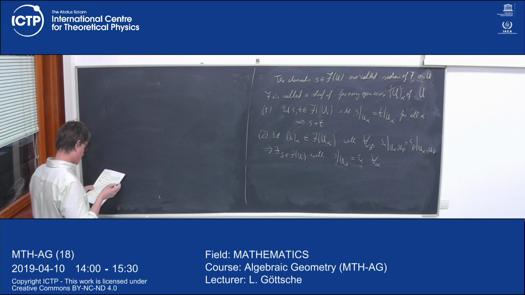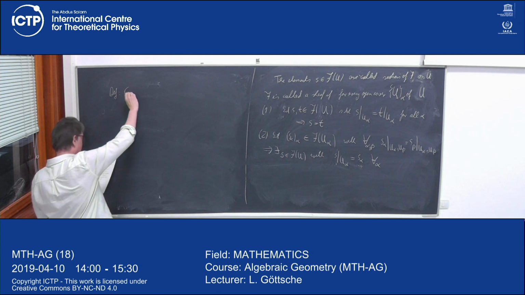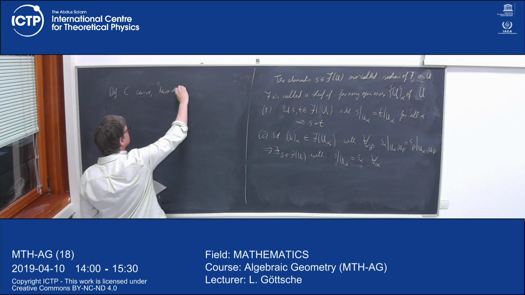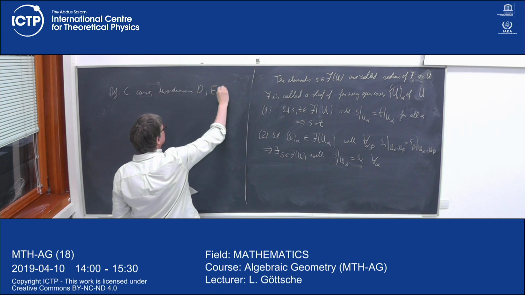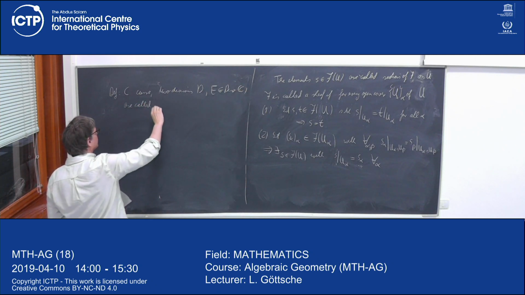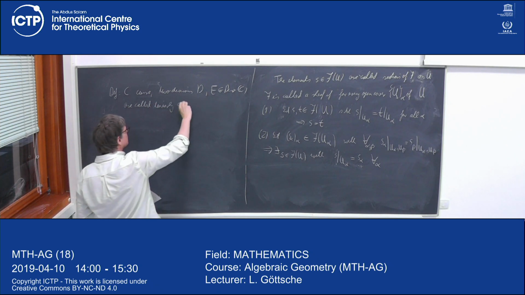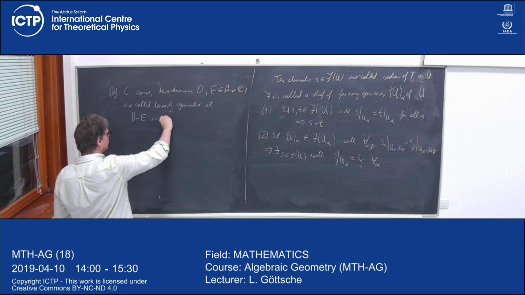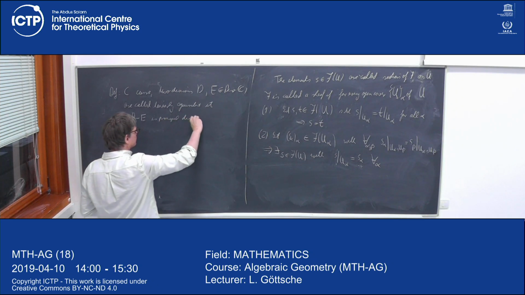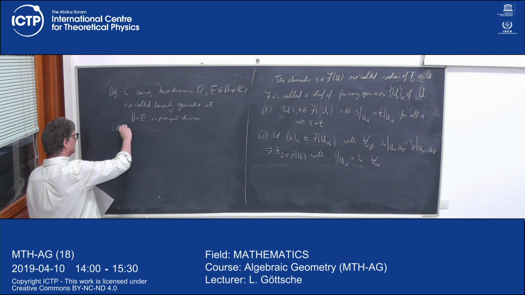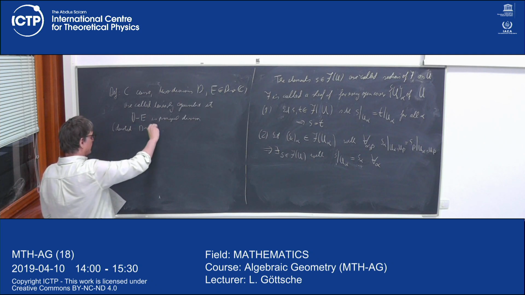So I was in the middle of saying that, see, the curve C. Two divisors D and E on C are called linearly equivalent if D minus E is a principal divisor, so the divisor of a function. This linear equivalence is denoted D is linearly equivalent to E.